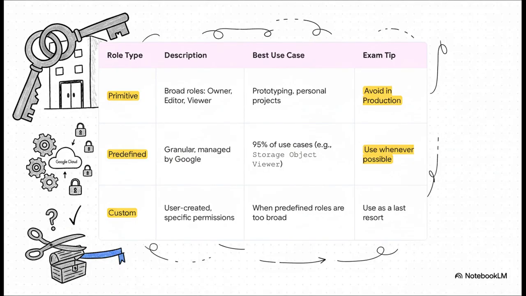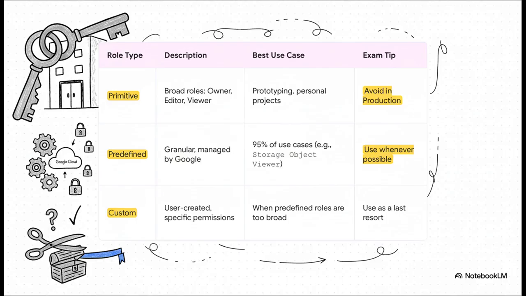Okay, so how do we actually do that? Well, this slide breaks down your toolset perfectly. You've got three types of roles. First, primitive roles, like owner or editor. These are, well, they're dangerous. Think of it as giving someone the master key to the entire building. Then you have predefined roles. These are your best friends. They're granular, Google manages them, and they should be your go-to choice 95% of the time. And finally, custom roles, what you use as a last resort, when even a predefined role is a little too generous.